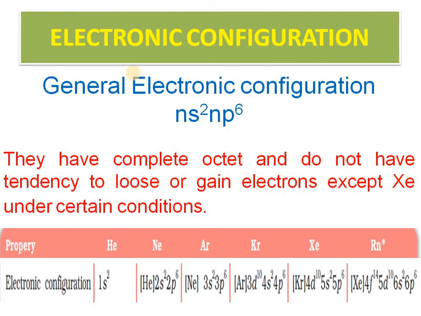So let us start with electronic configuration. General electronic configuration of group 18 noble gases is ns2 np6. If you talk of helium, that is 1s2, and neon is 1s2, 2s2, 2p6. Argon is third period, krypton fourth period, xenon fifth period, and radon sixth period.